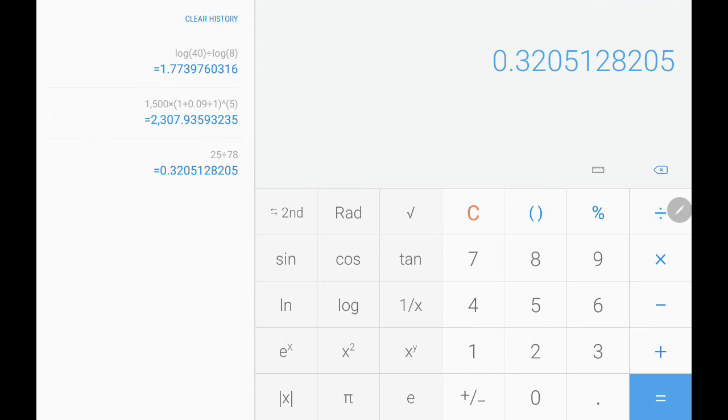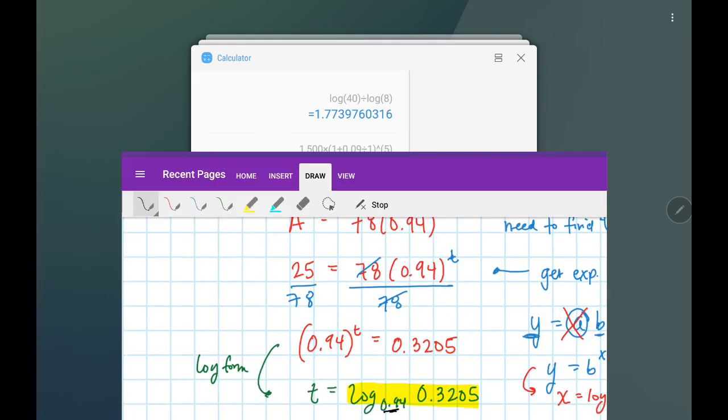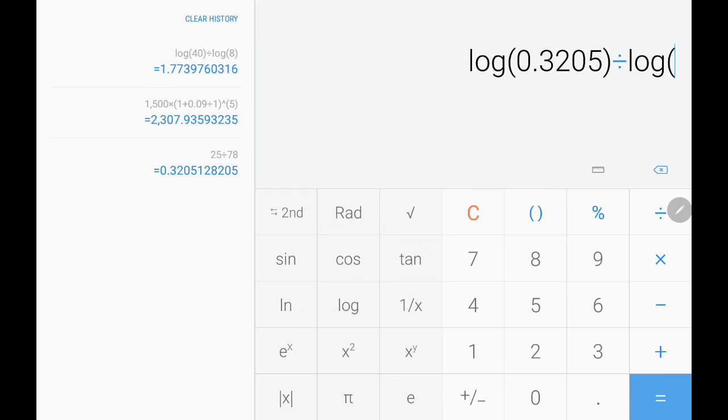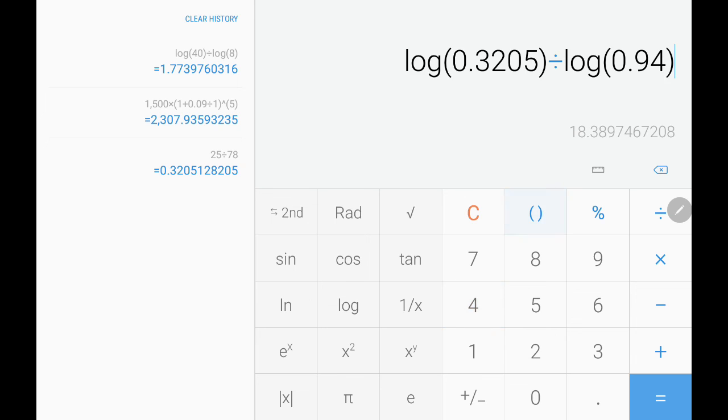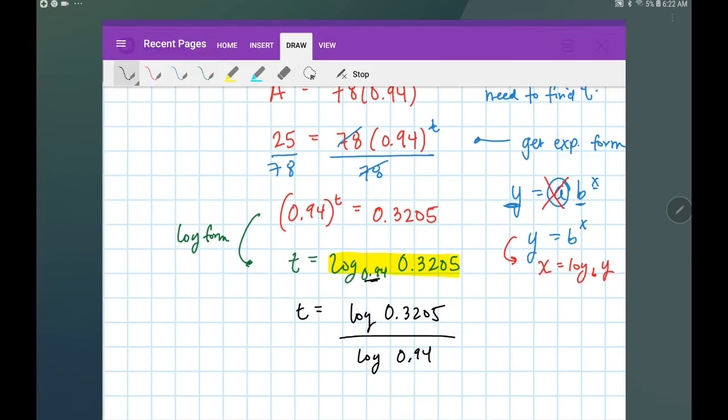Log 0.3205, close parentheses, divided by log of 0.94. 18.39 is the answer.